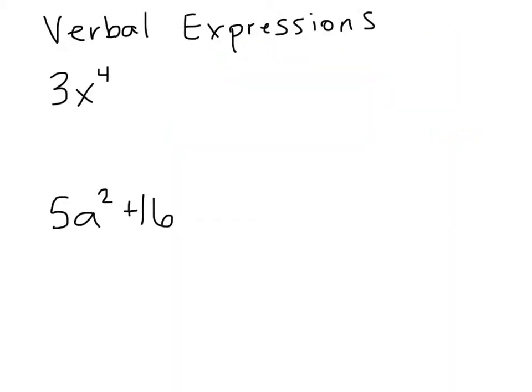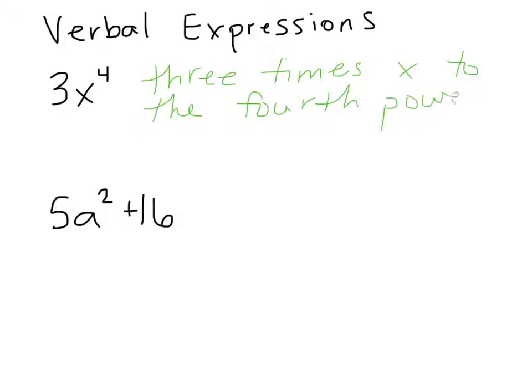Okay, so let's talk about how we would write these as a verbal expression. How would I show this? So if I have 3x to the 4th power, I would say 3 times x to the 4th power. Okay? I don't have to put x to the 4th power first because my order of operations would tell me to do that first, and then times 3. If I was doing the 4th power to the 3x, I would say the product of 3 times x to the 4th power. All right?